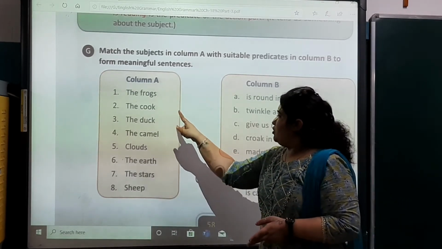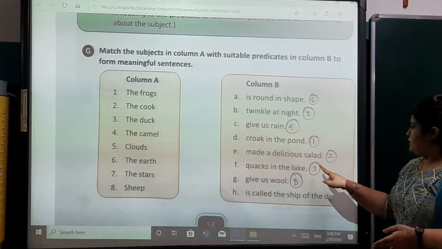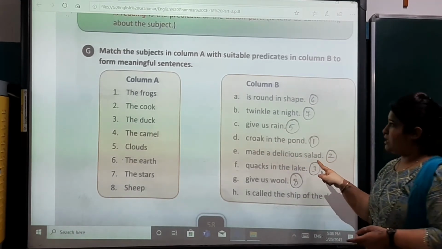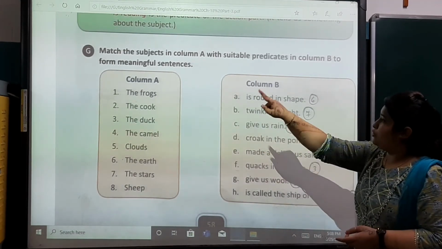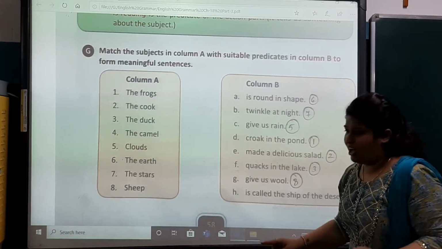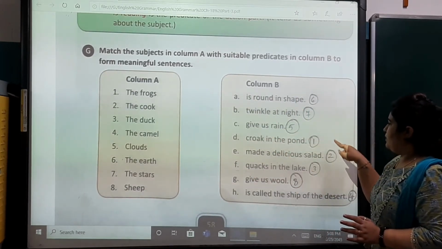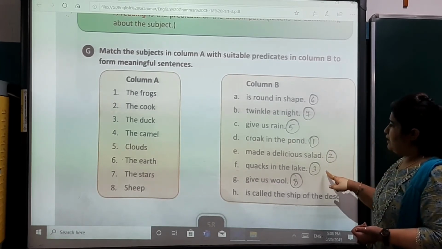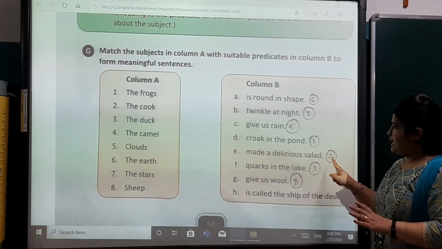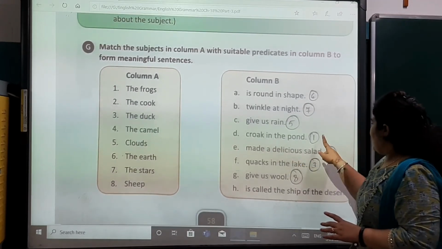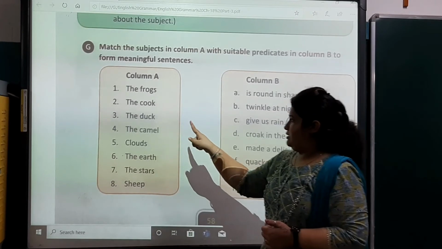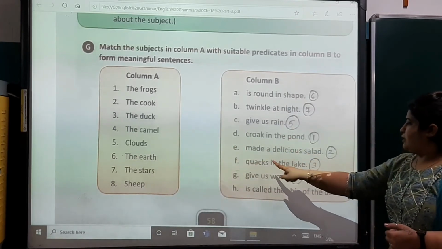Number two, the cook. Here we can see number two. The cook made a delicious salad. Okay. Now here what we have to do, we don't have to make or draw lines. We have to write the numbers as you are doing. Okay. We write the numbers after the sentence. All right? So here one, here two, made a delicious salad. Now three, the duck. Okay. The duck quacks in the lake.